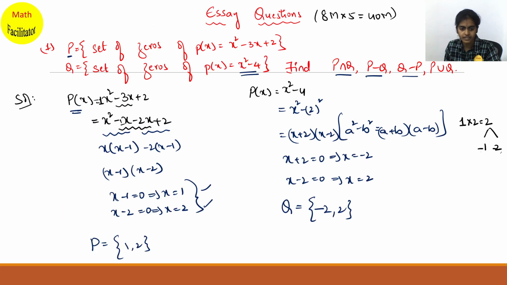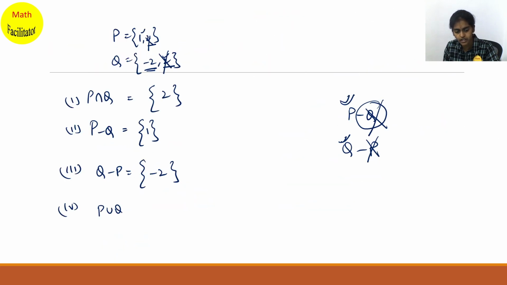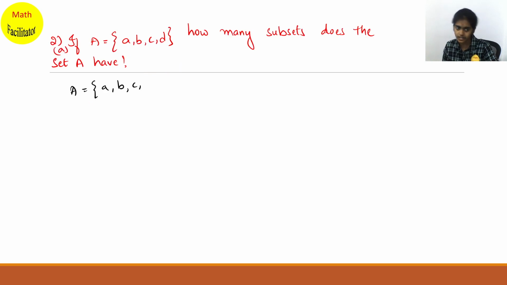Okay, now the next one is P union Q. P union Q is nothing but you will take all the elements of P and Q. So 1, 2, -2 and you have one more 2 here. Now elements of a set are not repeated. Okay, so you write 2 only one time. So {1, 2, -2} is P union Q.